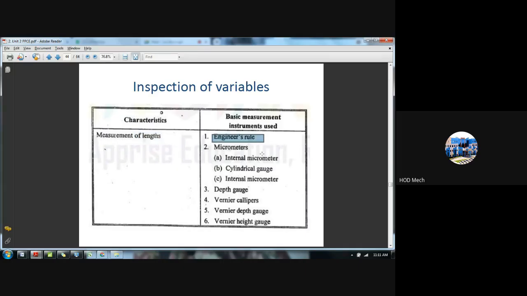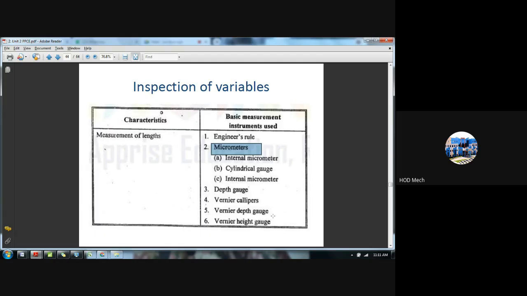Engineer's rule. The engineer's rule is a method used for measuring distance. Micrometers: you can measure length with a micrometer. Internal micrometer, cylindrical gauge micrometer, and then there is the depth gauge, to measure how much depth you have internally. Vernier caliper is there, vernier height gauge is there, vernier depth gauge is there. So you should be able to remember the names of instruments that are used for measuring length.